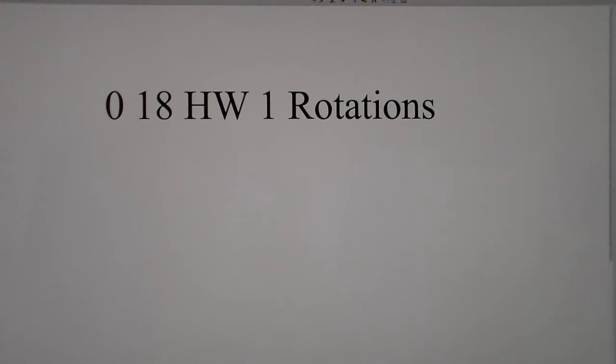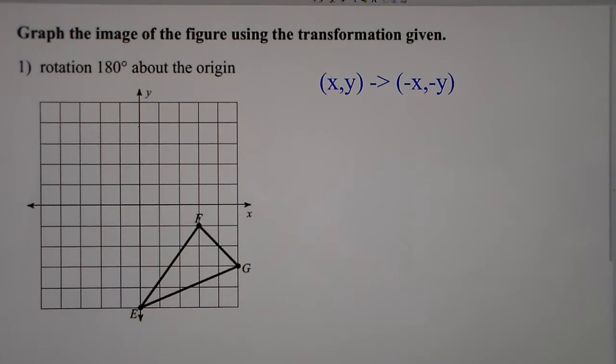Alright, ladies and gentlemen, this is 018 HW1 rotations. We're going to walk through the first couple of problems in the assignment, and your responsibility is to complete the rest of them. So, our first problem is to graph the image of the figure using the transformation given. Our goal is to rotate 180 degrees about the origin.